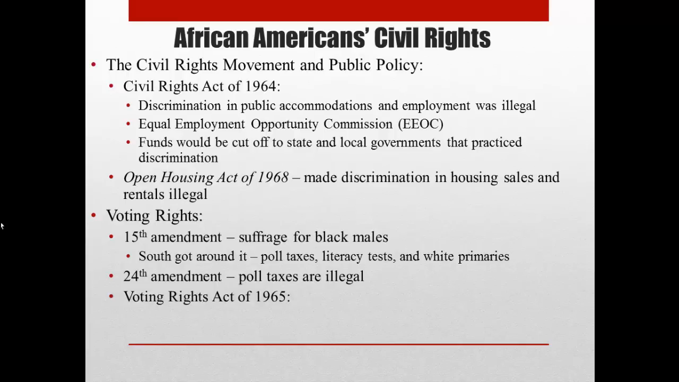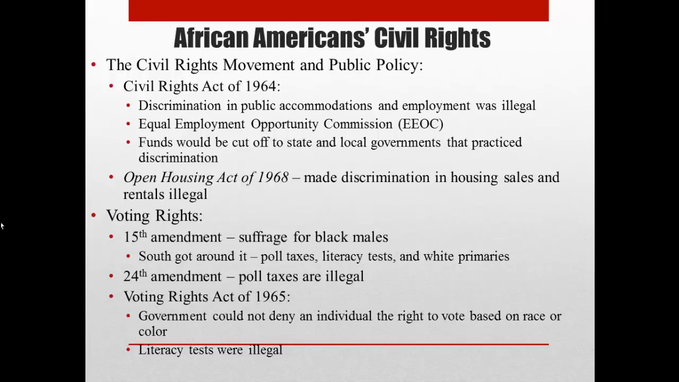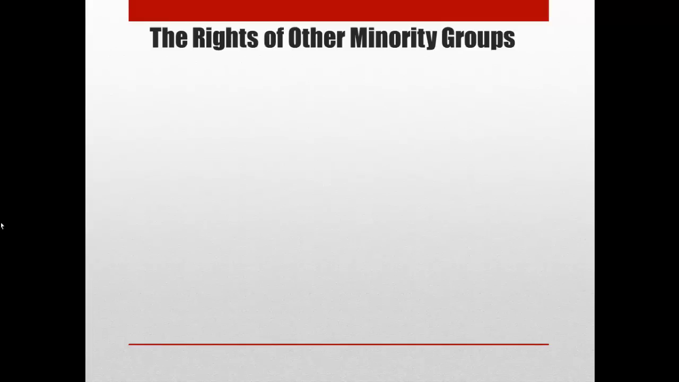And the Voting Rights Act of 1965 stated that the government could not deny an individual the right to vote based on race or color, and also stated that literacy tests were illegal. So it's not until almost 100 years later that all of these ways that the South was able to get around the 15th Amendment during Reconstruction are finally deemed illegal. And the federal government could also use election inspectors to make sure that the elections were okay and that nobody was being discriminated against. So let's jump over to other minority groups.